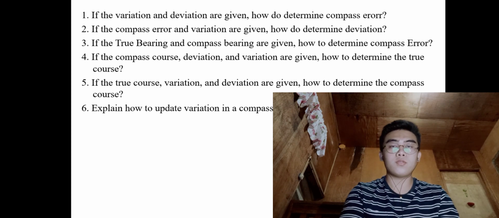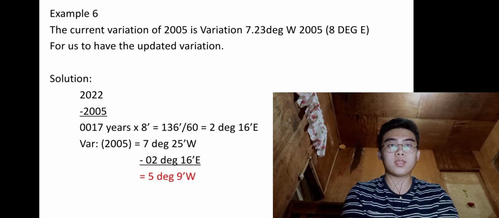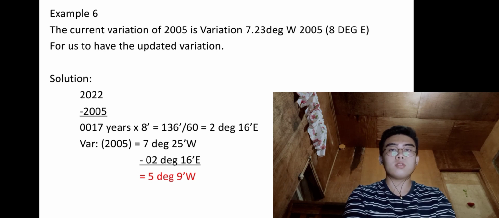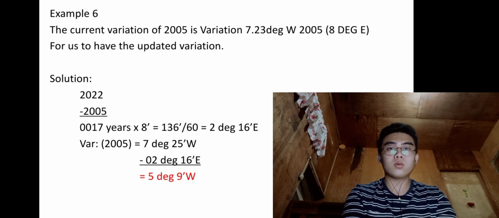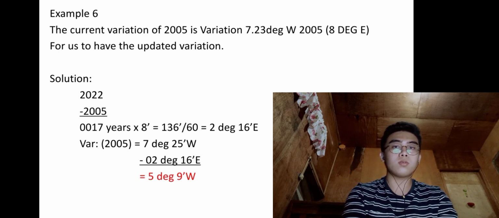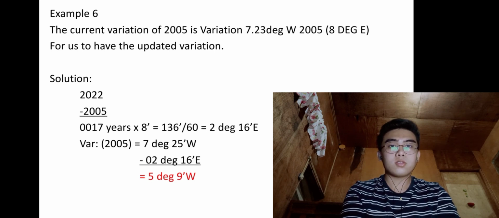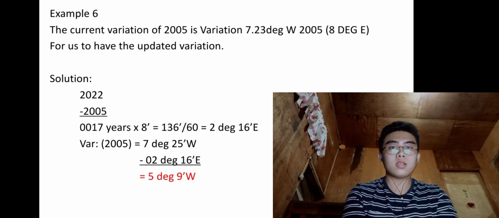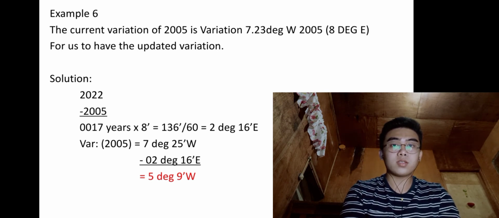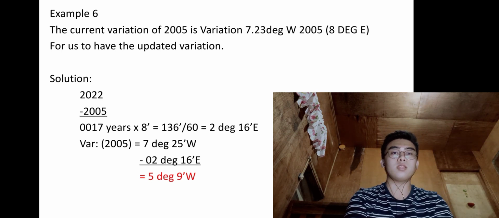So the last question here is how to update variation to the compass rose. In my example here, the variation of 2005 is 7 degrees 25 minutes west, and the annual change is 8 minutes east. So for us to have the updated variation, we have the solution. Our current year is 2022, so we must subtract the year 2005. So we have 17 years, then multiply by 8 minutes. So we have 136 minutes, and then divide by 60. So we have 2 degrees and 16 minutes east, and then apply the variation of 2005, 7 degrees 25 minutes west, subtract by 2 degrees and 16 minutes east. So we have 5 degrees and 9 minutes west. So that's how to update the variation to the compass rose.